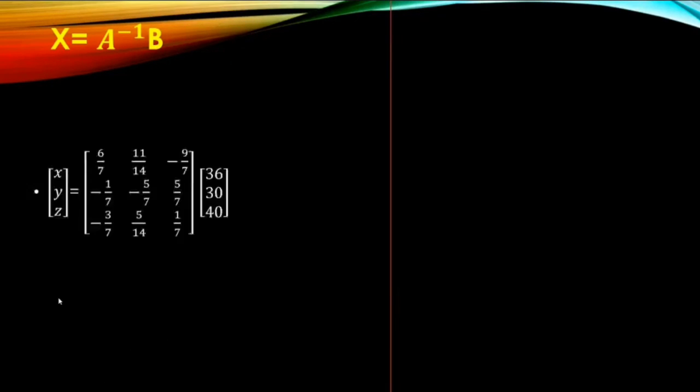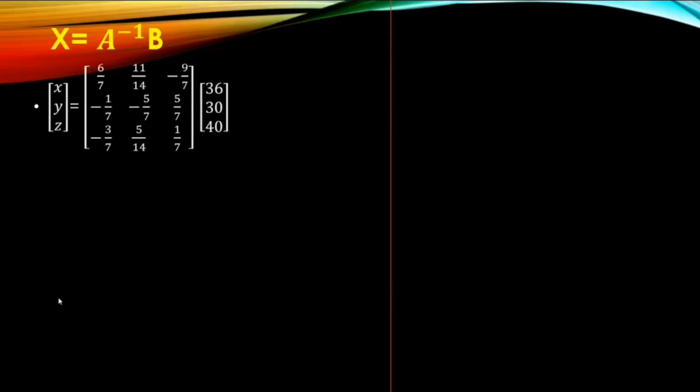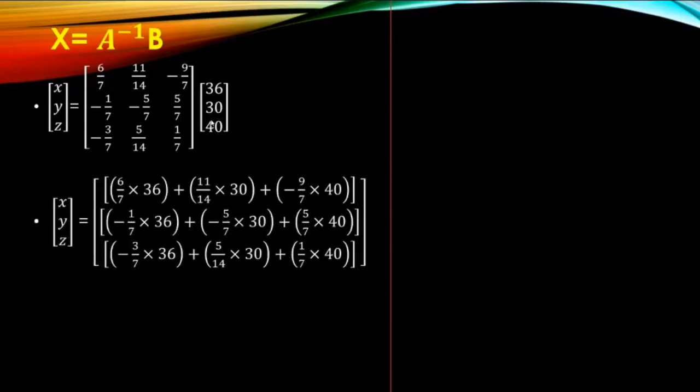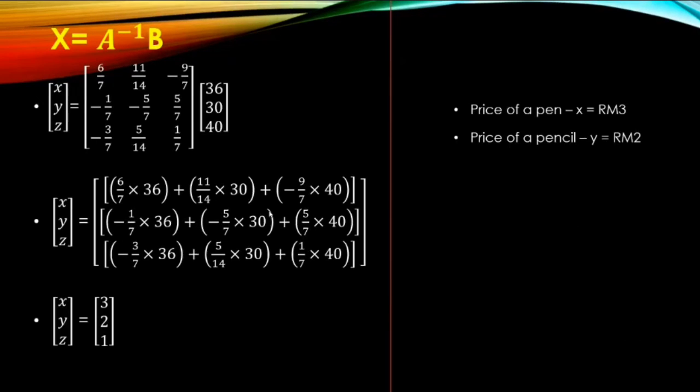Lastly, we can use the equation from before, which is X equal to A inverse multiplied by B. This is the A inverse we got before. This is the B. So we need to multiply each one and we will get this answer. So the final answer would be: price of a pen 3 ringgit, price of a pencil 2 ringgit, and price of an eraser 1 ringgit.